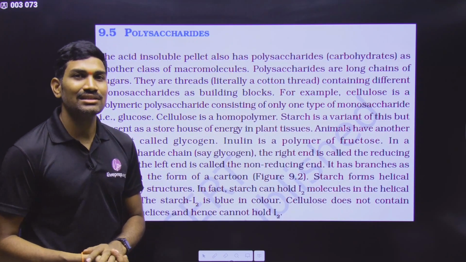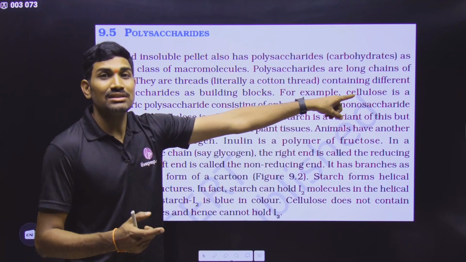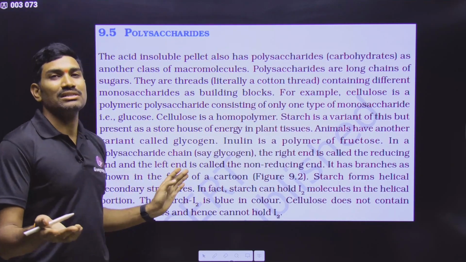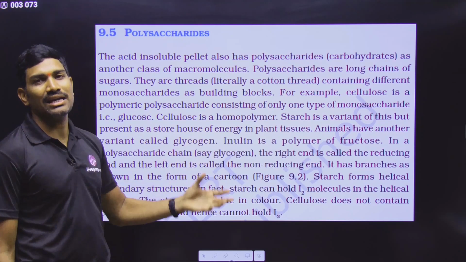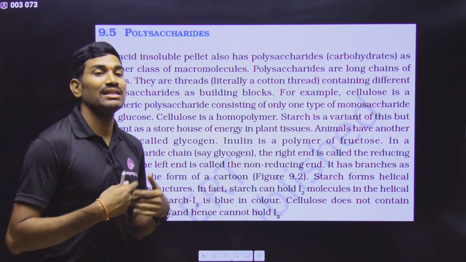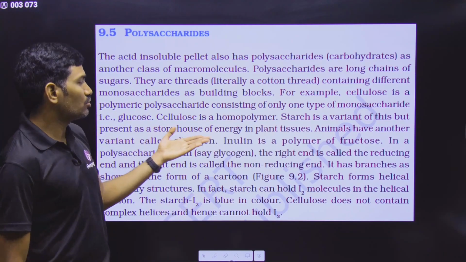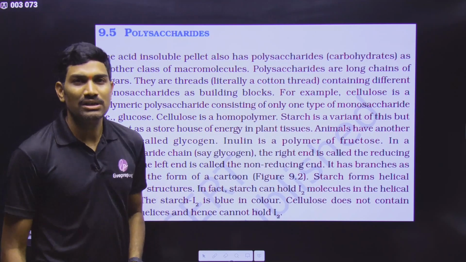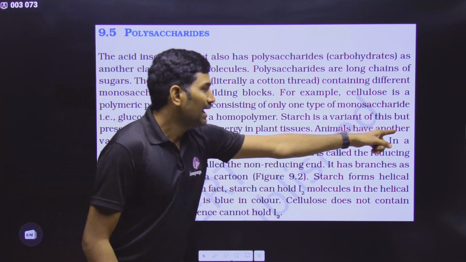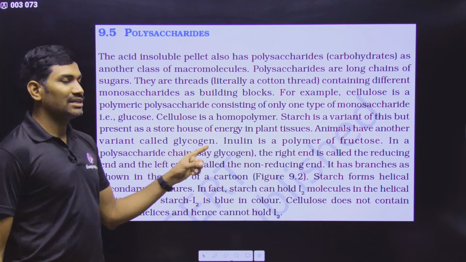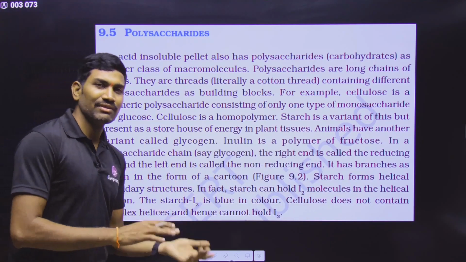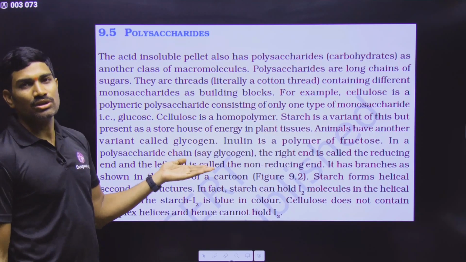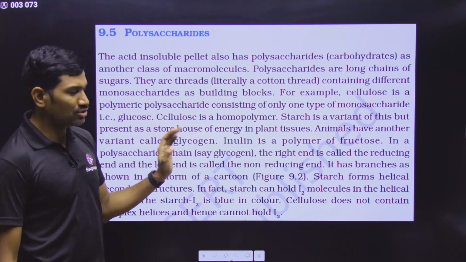Why are they saying like this? Because cellulose is a structural polysaccharide, whereas starch is a storage polysaccharide. It is a storage polysaccharide because it will provide the energy. So that's why it is the storehouse of energy in the plant tissues. It is the storage polysaccharide in the plants. Next one. Animals have another variant that is called glycogen. In the case of animals, starch is not present, but glycogen is the storage polysaccharide. This is over.